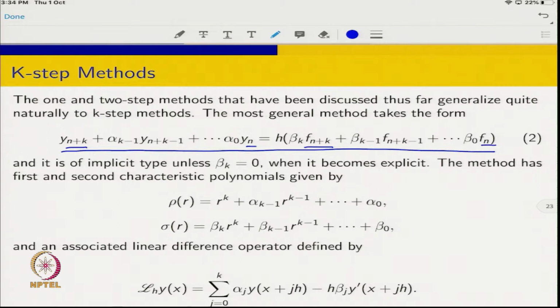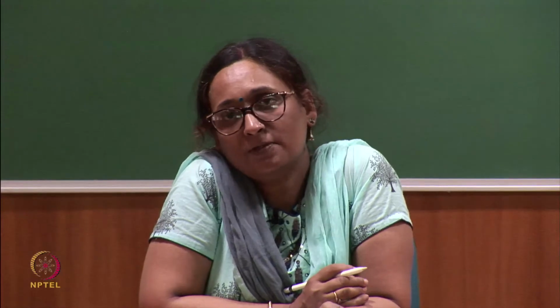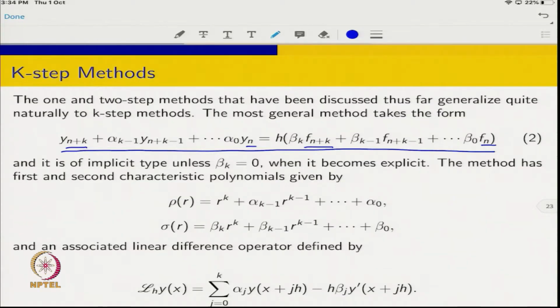When there are two terms involved, means we go from y0 to y1, then we call it a one-step method, means two terms, one-step method. So, here there are k plus 1 terms, k-step method, that is quite natural as well. And as we have already seen in one step as well as in two steps, we have been talking about implicit and explicit. So, here again if beta k is 0, then it will be called an explicit method, otherwise it is of implicit type.